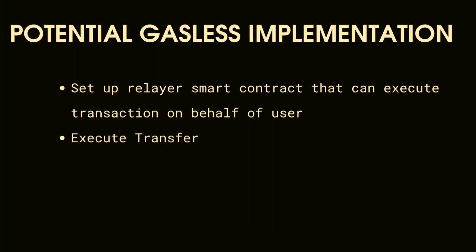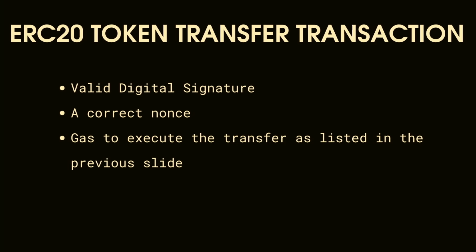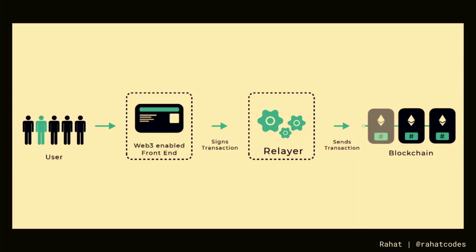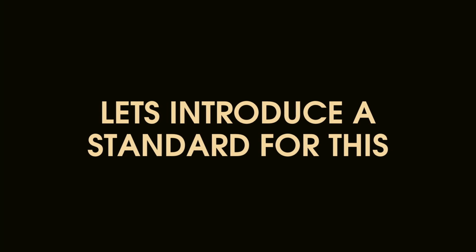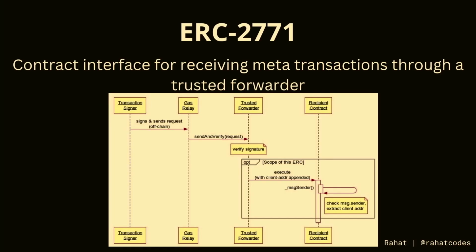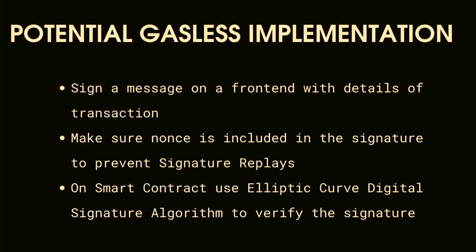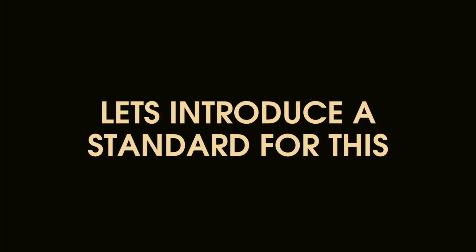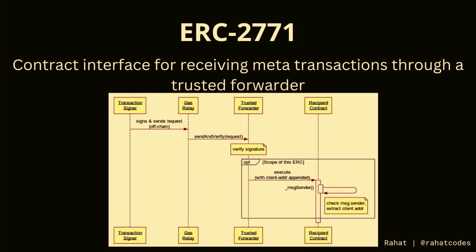So doing all this manually is very tedious, very annoying, very hard. So let's introduce a standard for doing this. ERC 2771 is a contract interface for receiving meta transactions through what's called a trusted forwarder. A trusted forwarder is just going to be a smart contract that does a few things for you. It's going to verify the signature for you, help you protect against signature replays, so you don't have to go in and make sure to do that all yourself, and forward everything over to the proper relayer to make sure everything is executed.